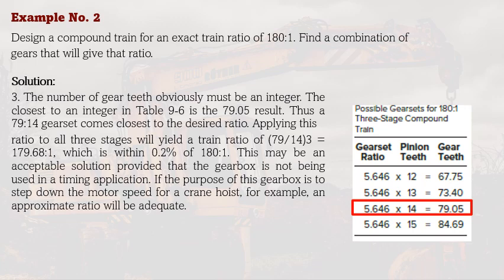But if it is used for a gearbox which is required in a timing application, then this may not be acceptable. If it is not for a timing application, then we can use 3 stages of gears with a train teeth ratio of 79 for the gear and 14 for the pinion. So we just have 3 stages of equal ratio, which is 79 to 14.